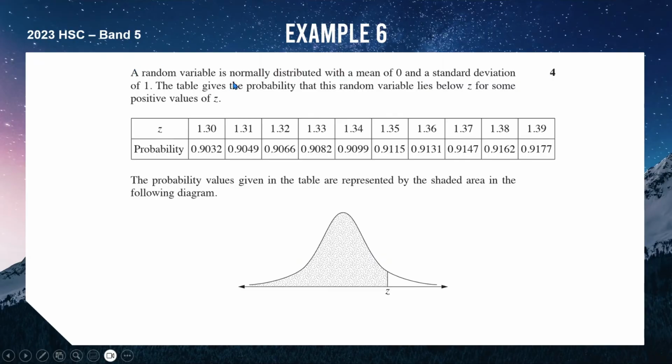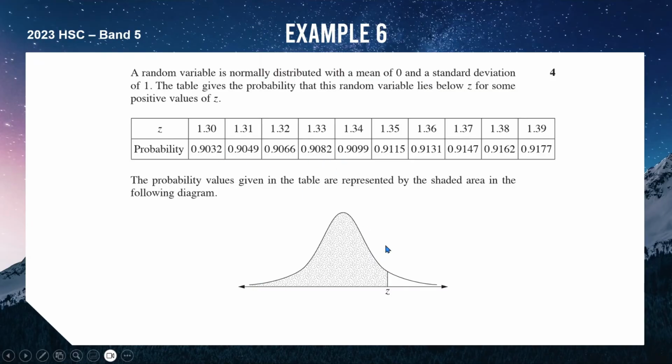We have a random variable, normally distributed, mean of 0, standard deviation of 1, which is just a z-score basically. The table gives the probability that this random variable lies below z for some positive values of z. Now, that is a very confusing sentence, or couple of sentences. All it is saying here is that if you want to find the percentage of the data set up to a specific z-score, look at the table.